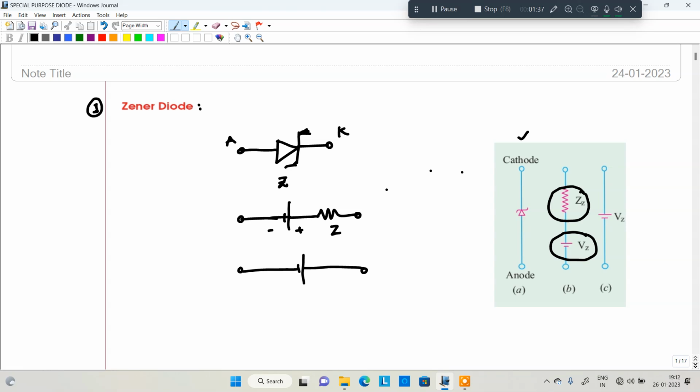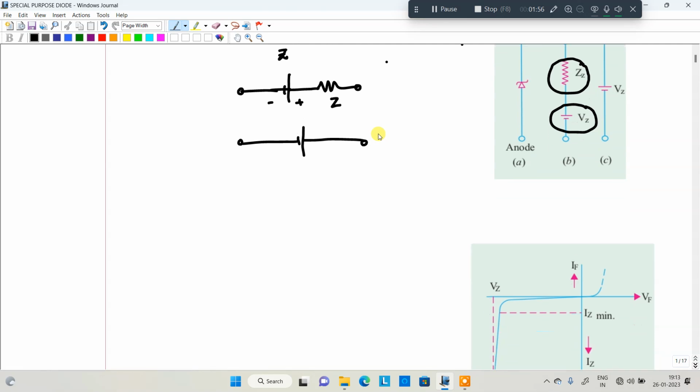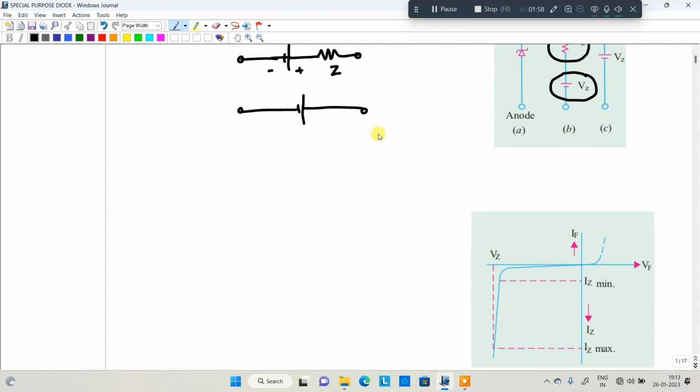So you got some idea about the Zener diode. The Zener diode itself acts as a voltage regulator, because a voltage symbol is there, but with plus and minus sign, not minus and plus sign. The polarity is somewhat different from the actual diode. We will see everything. So first you need to understand the characteristics of the Zener diode.